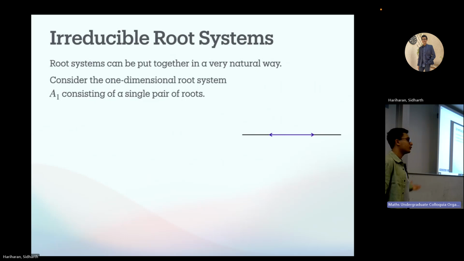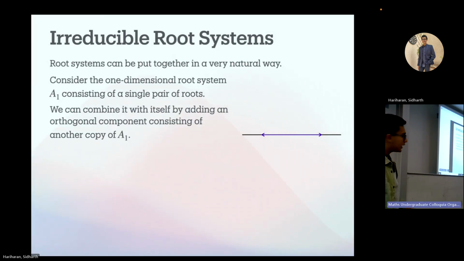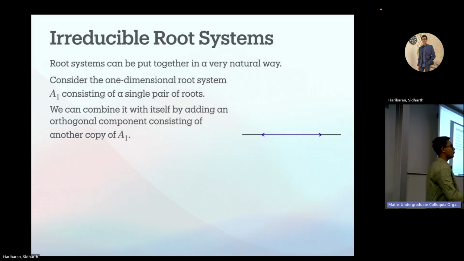So consider the one-dimensional root system. There's only really one root system in 1 dimension, since there's only one possible reflection of the line. The idea is we combine it with itself. You take root systems in smaller dimensions and use them to build root systems in higher dimensions. So you can combine this with itself by just adding an orthogonal component. Essentially you just do that.